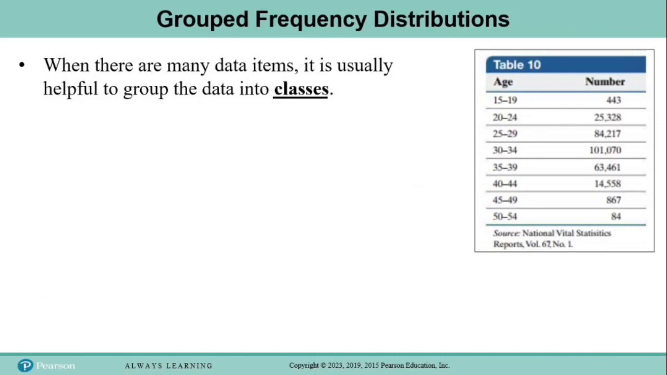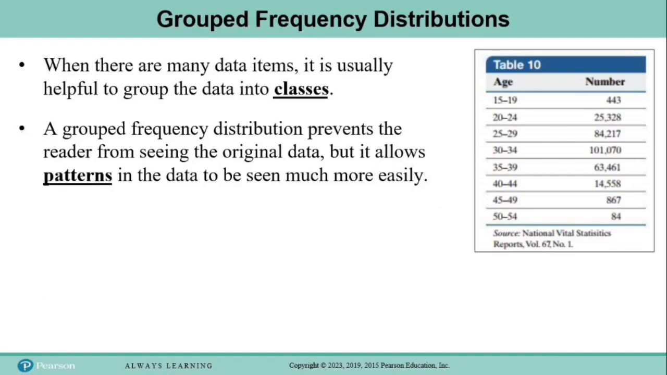Now let's talk about grouped frequency distributions. Usually there are so many numbers in our list that it does not make sense to list each number on a separate line. That actually makes it harder to see what the data are trying to tell us. So usually we need to group the data into classes. So this group from 15 to 19, this is our first class. The group from 20 to 24 in this table is the second class in this table. So again, when there are many data items, we usually end up grouping the data into classes.